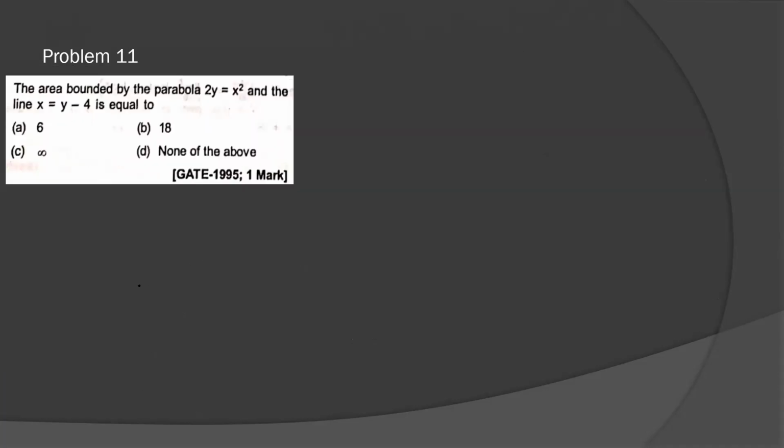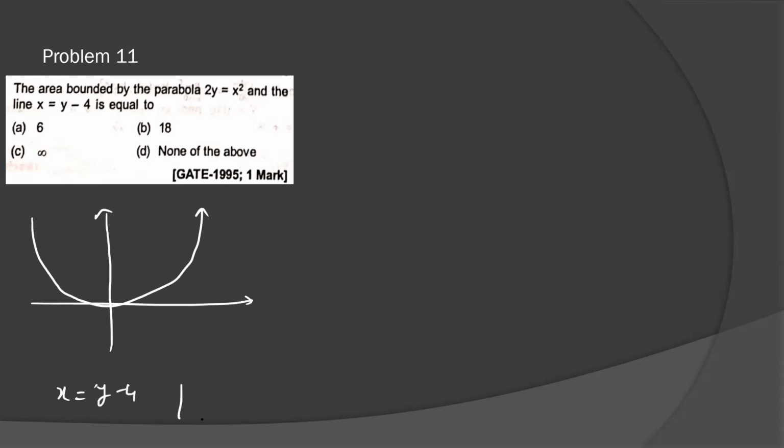11th problem. The area bounded by the parabola 2y equal to x square and the line. So what is the first parabola? x square equal to 2y means it will look like this parabola only. And what about x equal to y minus 4? So x equal to y minus 4. If you put x equal to 0, y will be 4. If you put y equal to 0, x will be minus 4.